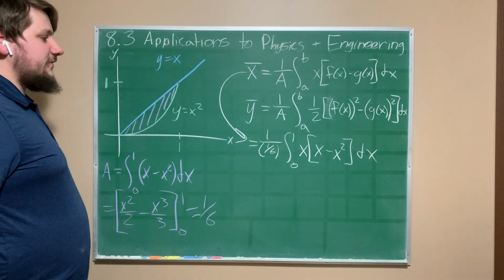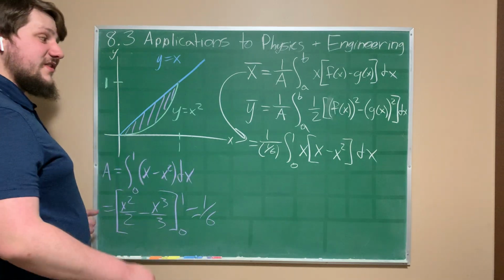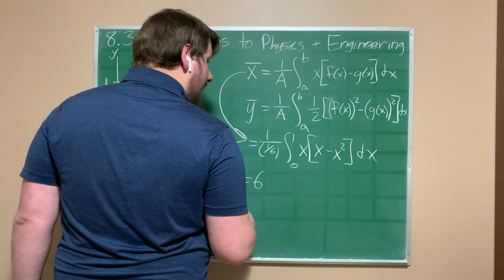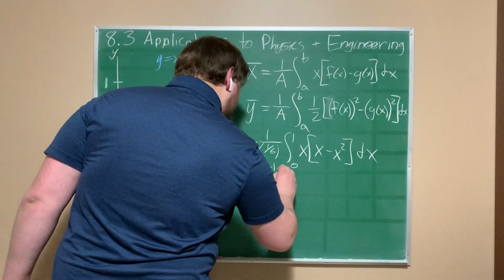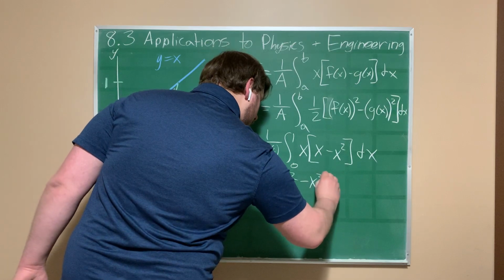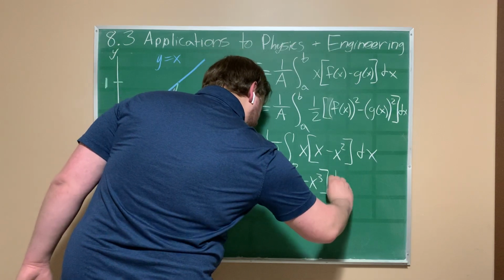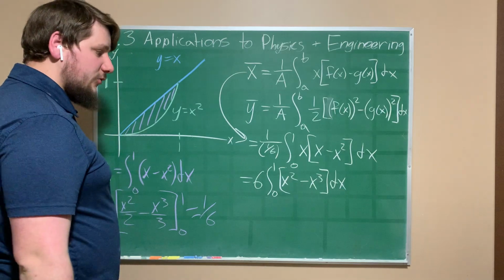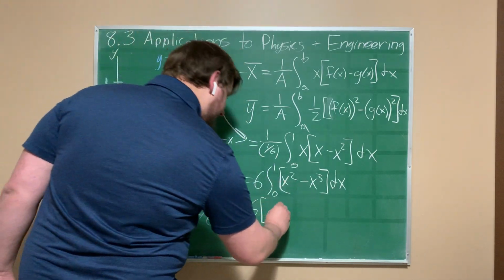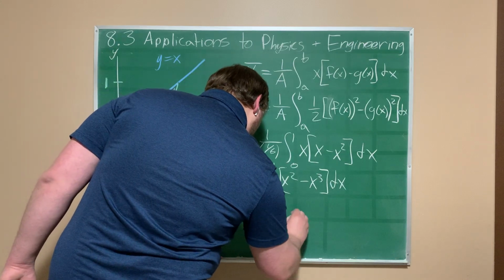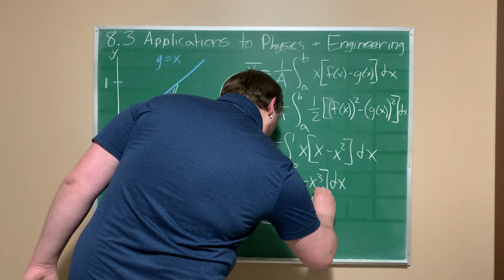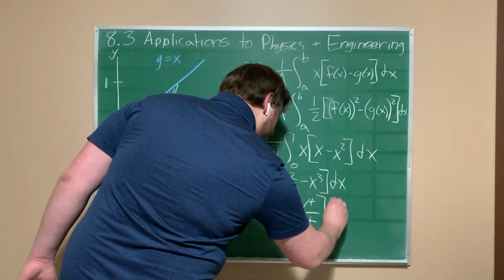So now we can simplify. 1 over 1/6 is the same thing as just 6. So we have 6 out front. And then we have the integral from 0 to 1 of x squared minus x cubed dx. So take the antiderivative in each of these cases. We're going to get 6 times x cubed over 3 minus x to the 4th over 4 evaluated between 0 and 1.